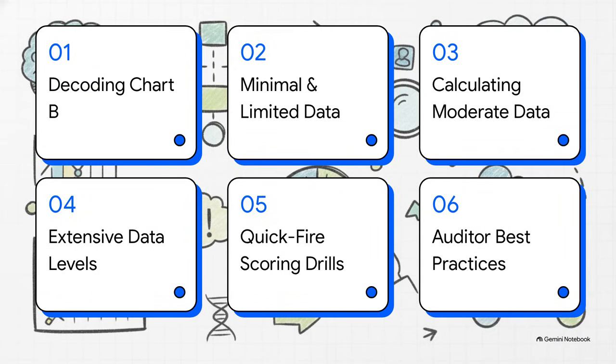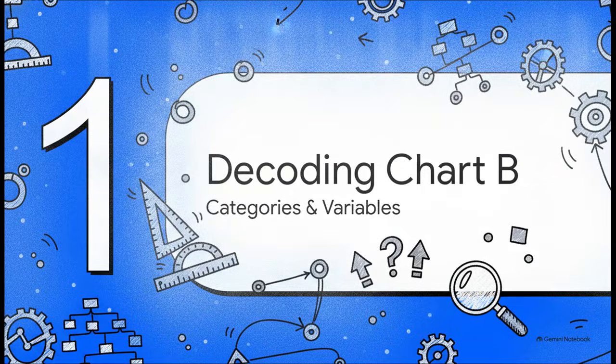Here's our game plan for today. We're going to decode the Chart B categories, build out our scoring equations from minimal all the way up to extensive, run through some rapid-fire drills to test your skills, and then wrap up with some absolutely crucial auditor best practices. All right, Section 1, decoding Chart B categories.